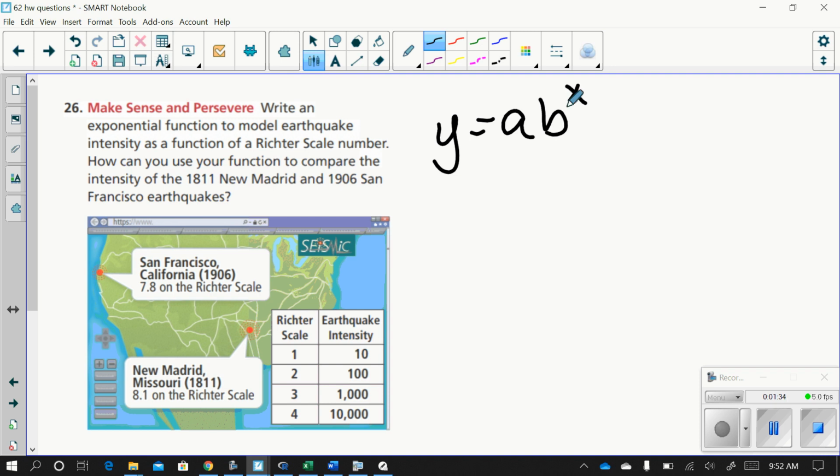Notice they don't give us a starting value. So let's worry about a later. Let's worry about b right now. How do I get from 10 to 100? Well, times 10. 100 to 1,000 times 10. 1,000 to 10,000 times 10. So b is 10.